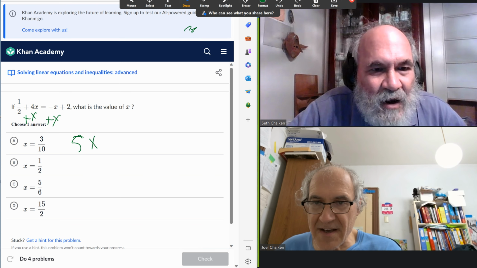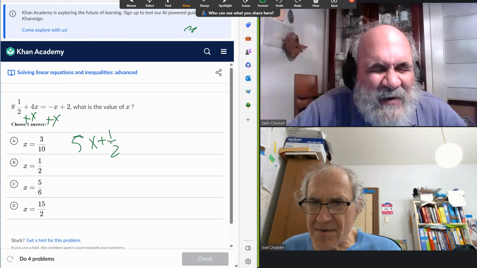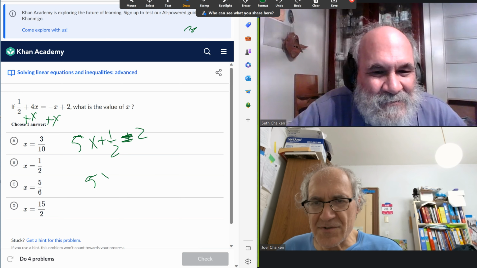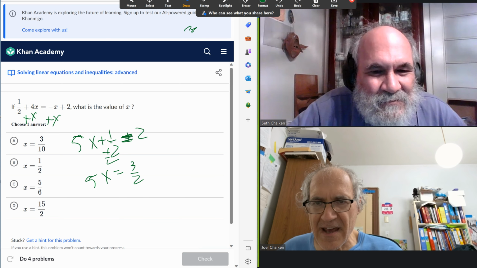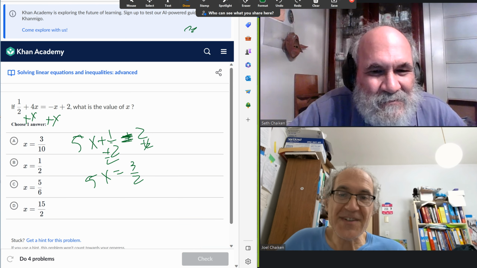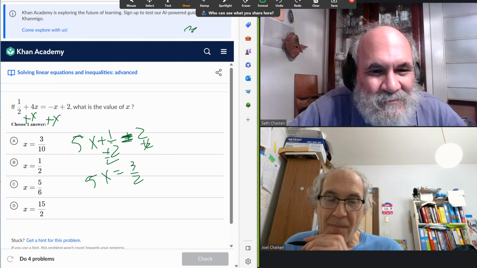So you get 5x plus a half is equal to 2. Right? So you might as well do 5x is equal to 1 and 3 halves. We subtracted a half from 2. 2 minus a half: $2 minus 50 cents is $1.50.